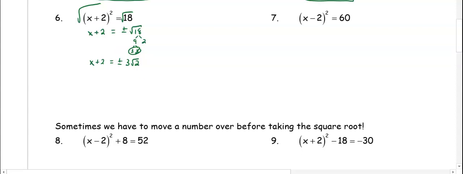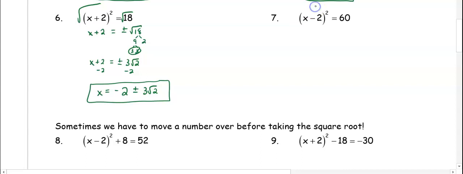Now this is a little bit of an easier problem because when we subtract 2 from both sides, we can't combine the 2 and the 3 root 2 because one has a root and one does not. So we're just going to write our answer as negative 2 plus or minus 3 root 2.